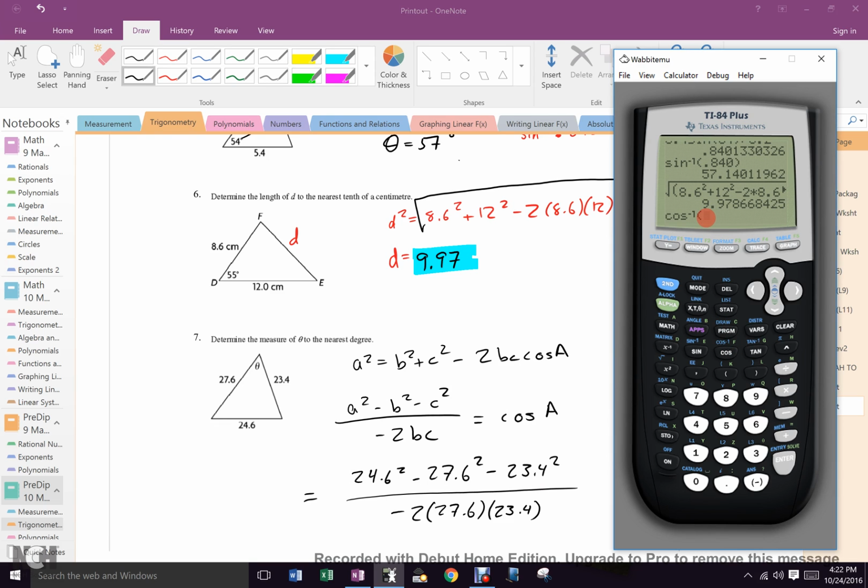I got to get the whole top in brackets. So I got a bracket at the top, 24.6 squared minus 27.6 squared minus 23.4 squared. Then I got to close those brackets. Then I got to divide. Make sure I did this right. Cos -1. Yep.